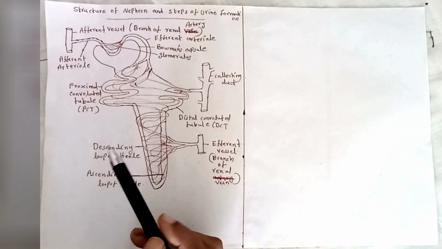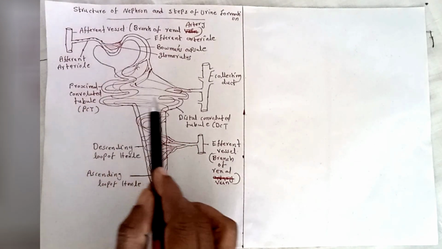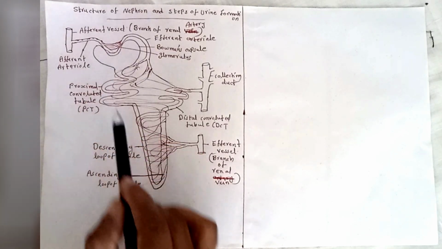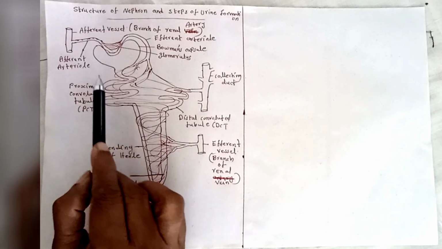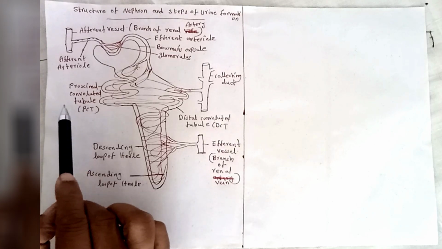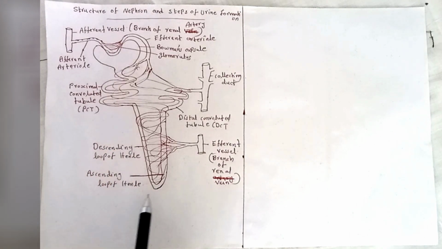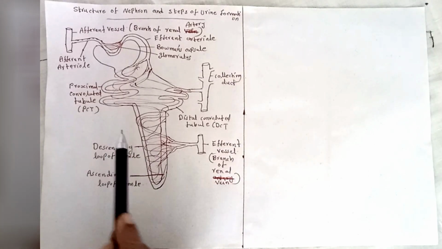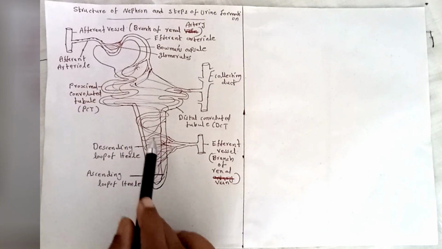Each nephron has mainly two parts, a blood circulatory part and a tubular part. The tubular part starts from Bowman's capsule, the proximal convoluted tubule, that is PCT, and Henle's loop. The Henle's loop has two parts, the descending part and an ascending part.